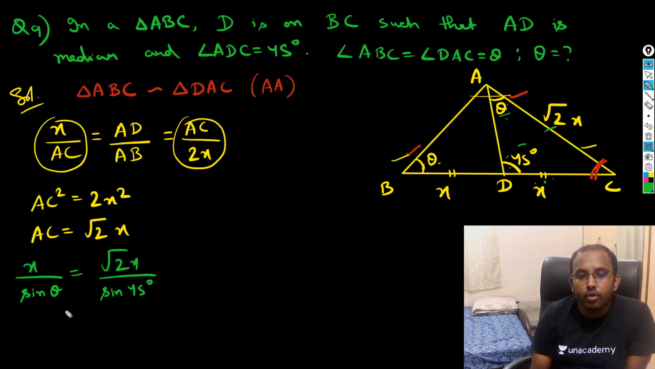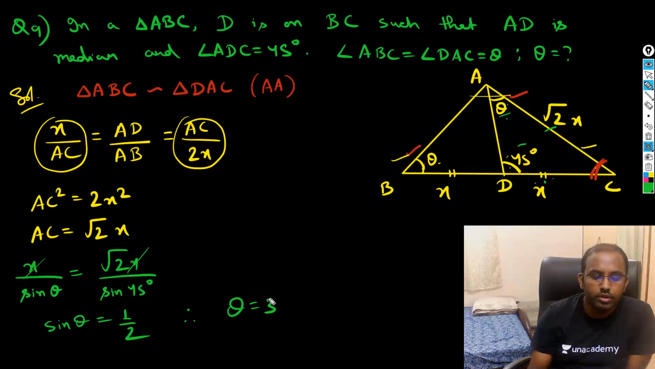Okay, and from here I'll get the value of this x, and x will cancel actually. And from here, sine 45 is 1 by root 2. So sine theta will be equal to half. That means theta will be equal to 30 degrees. That's the answer for this question.